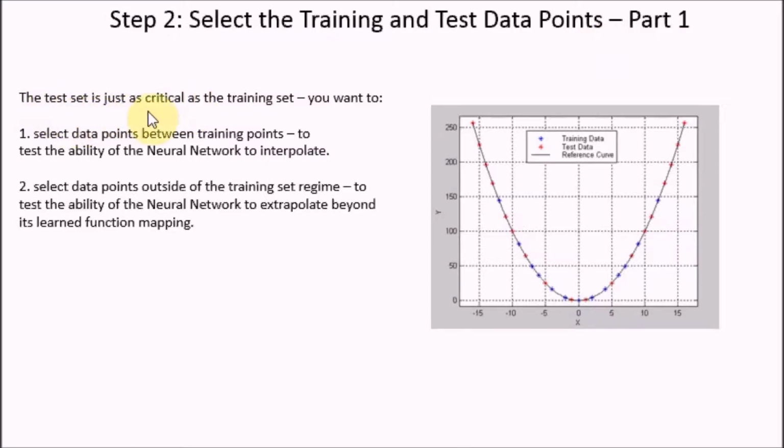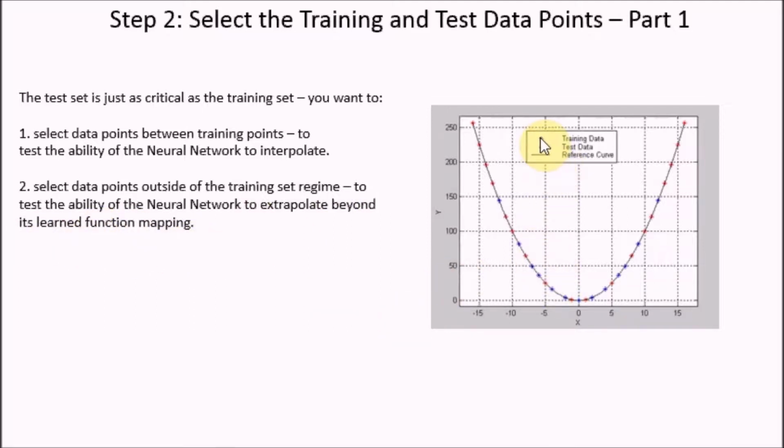But for right now, the test set is just as critical as the training set. So first you want to select the data points between training points to test the ability of the neural network to interpolate. You also want to select data points outside of the training set regime to test the ability of the neural network to extrapolate beyond its learned mapping function.